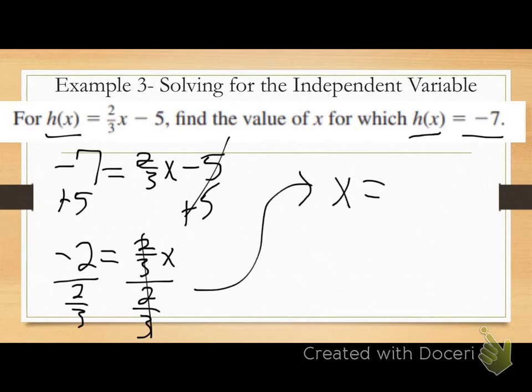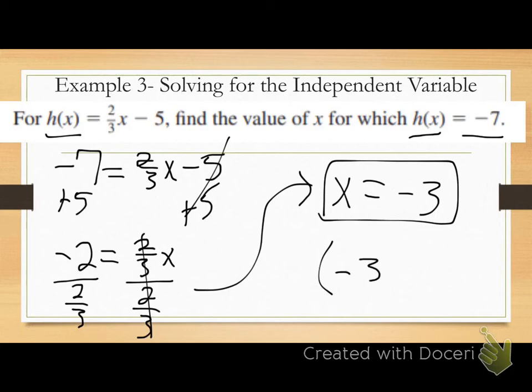So what do I get for x when I do negative 2 divided by 2/3? Negative 3. So the value of x when h of x equals negative 7 is negative 3. How would I write this ordered pair? What's my x value? Negative 3. What's my h of x value? Negative 7. Everyone understand how to interpret that?